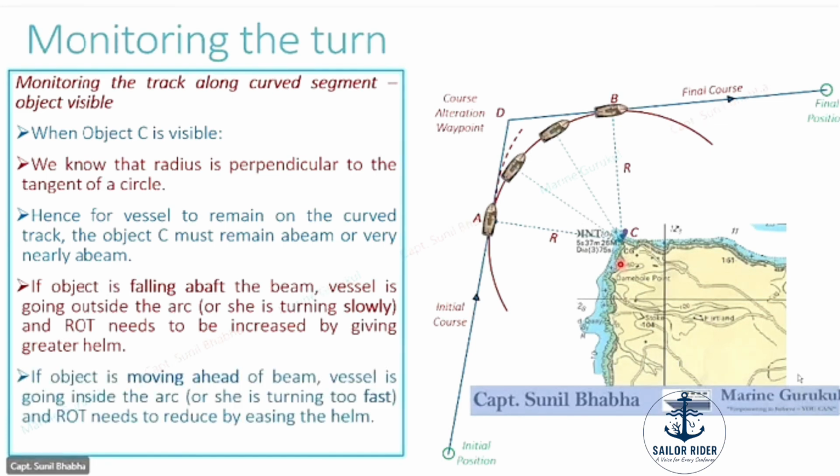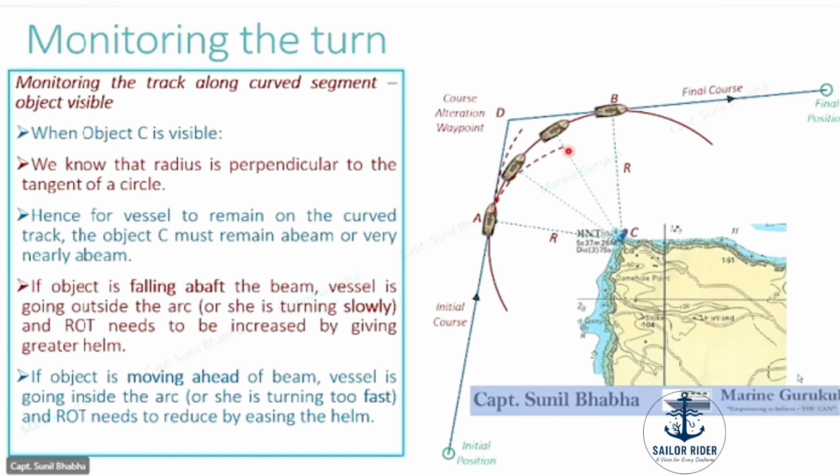And if at any point of time you find that the object is moving ahead of the beam, then in that case, the vessel is moving on this dotted line track. If the object moves ahead of the beam, the vessel is going inside the planned arc, or you can also say she is turning too fast. The rate of turn needs to be reduced by easing the helm.